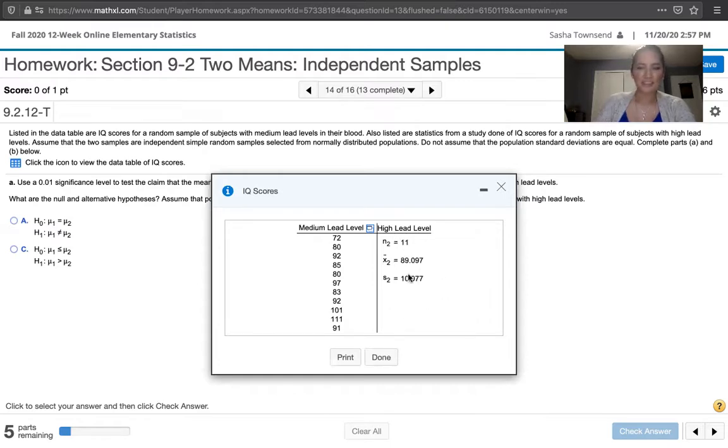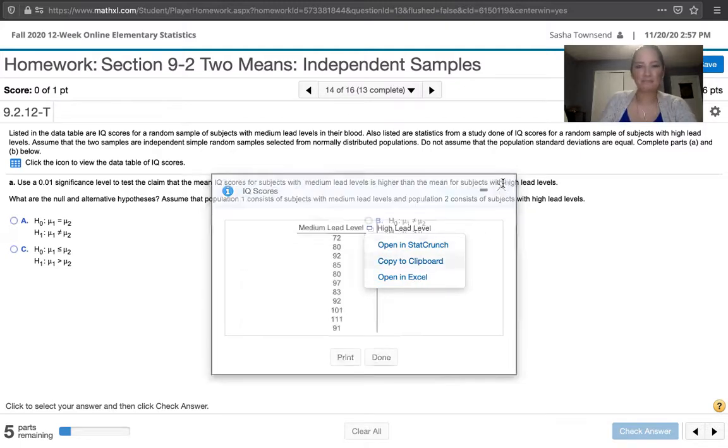If you want to, and I highly recommend that you do this, you can click this button here. You can open this data in StatCrunch or copy to a clipboard, or you can open it in Excel. I'm going to open it in Excel. I've actually already done that, and I've got that available for us when we need it. But you would just click here in order to do that.